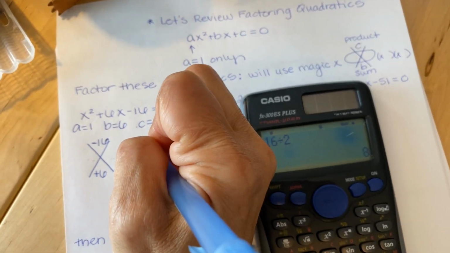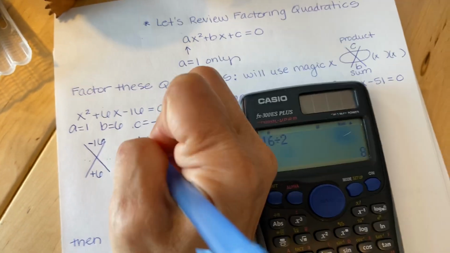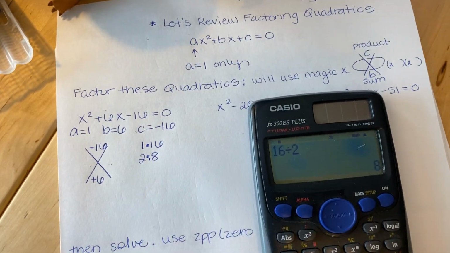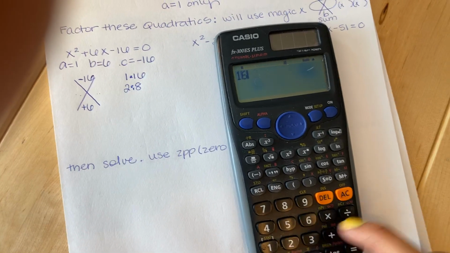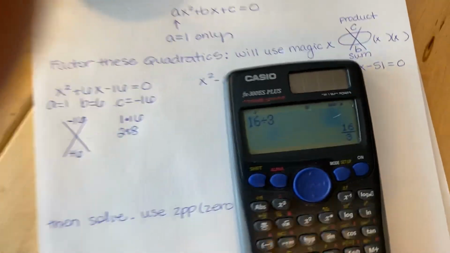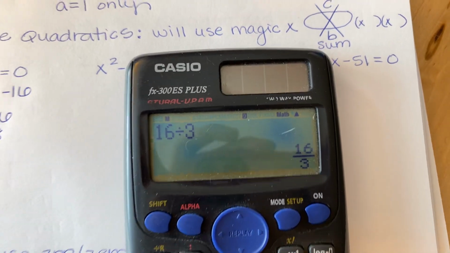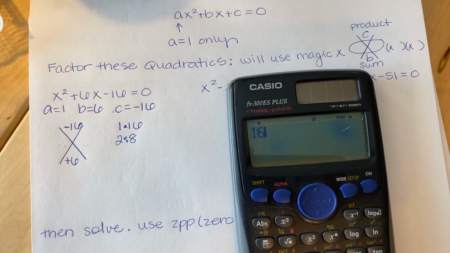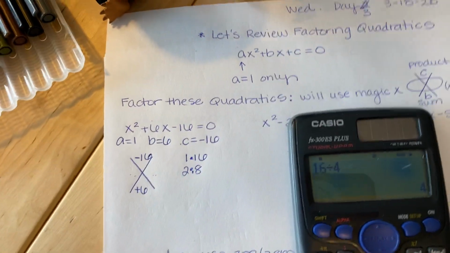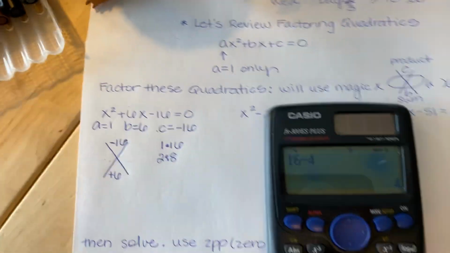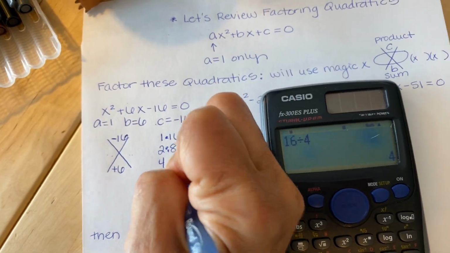Don't get confused with that, please. 16 divided by 3 is a fraction. So you see that? That's where you reject it. That is not a combination. So then 16 divided by 4, there's my integer. That is a combination. So 4 times 4 gives me the product of 16.